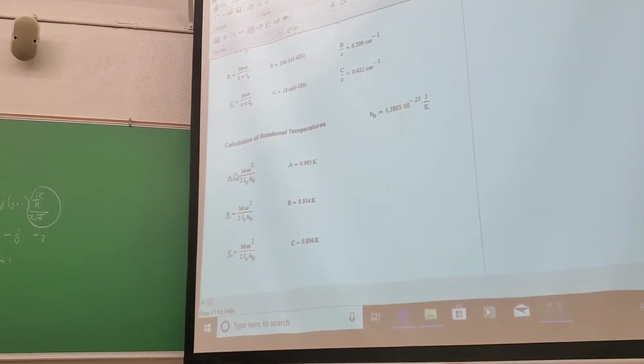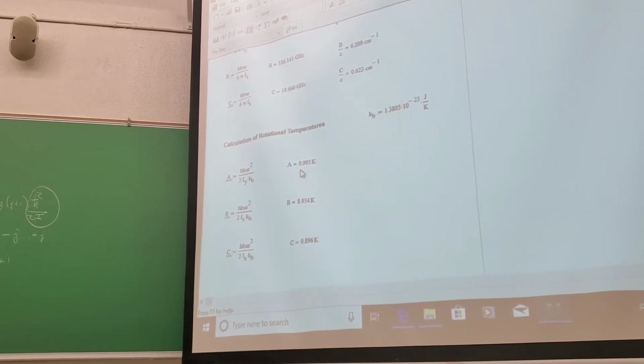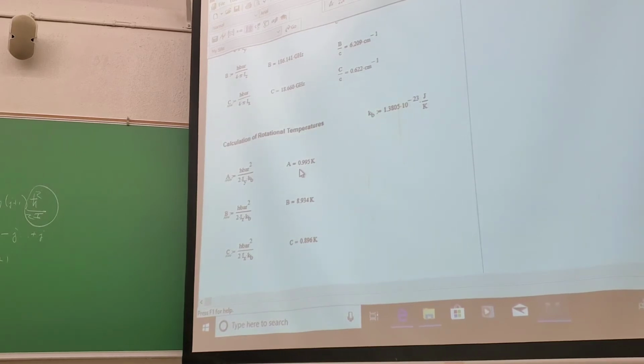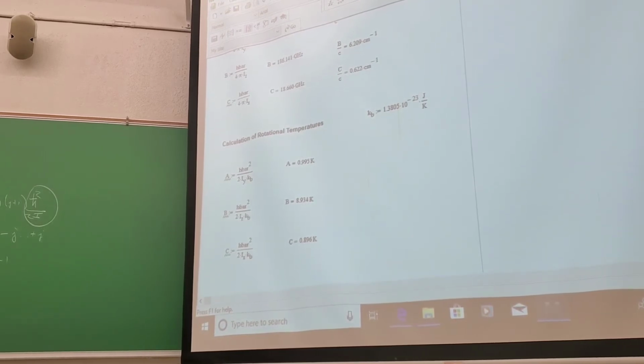So if I take the constant H bar squared over 2I divided by the Boltzmann's constant, I get constants in what's called rotational temperatures. And like I said, we will see that going forward. So that is for that type of a top, and you'll do one almost identical for H2S and SO2. You'll look up the databases and see how close you are.